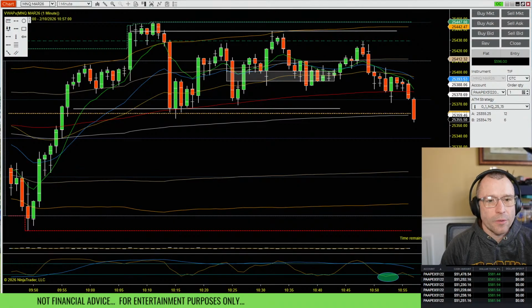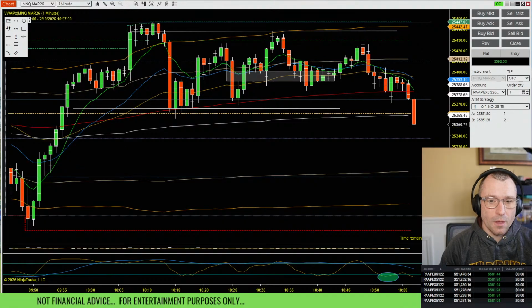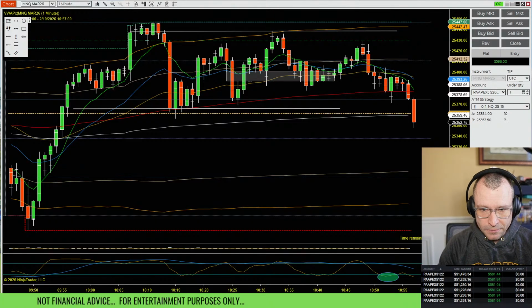We got the 9 and the 21 cross the 45. Does that mean anything? Probably not. But it does point to potential bearish momentum. I don't know, if we hold below VWAP here, we could be in for a ride. Excuse me. Could be in a ride to the downside.